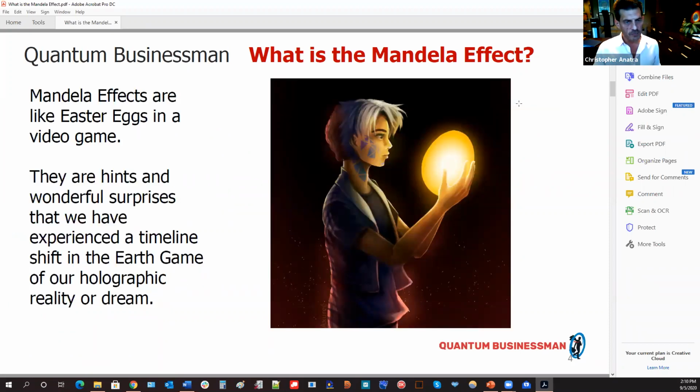What is the Mandela effect? One of the things I like to do is to liken it to an Easter egg in a video game. So if you're a gamer, even if you're not a computer gamer, you have come across the term of an Easter egg, which is like a secret. You find something that's not supposed to be there, for example. So these Mandela effects are hints and wonderful surprises that we have experienced a timeline shift.